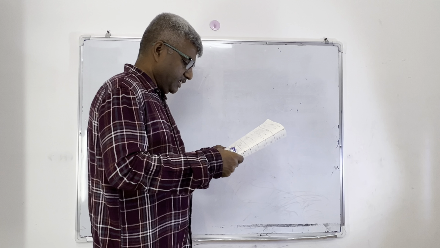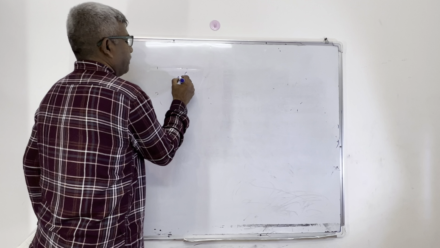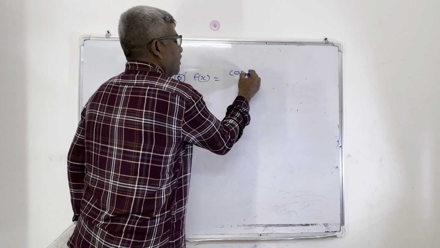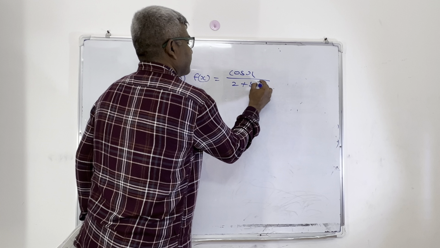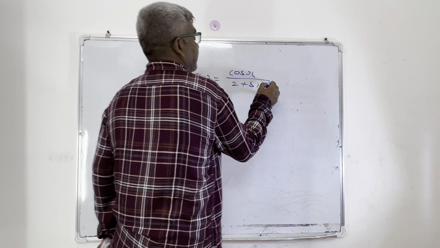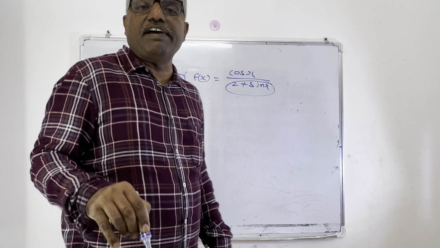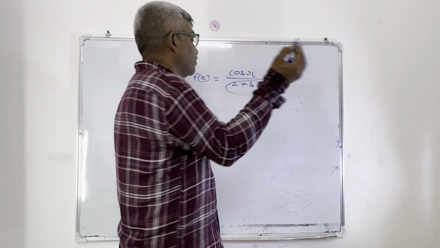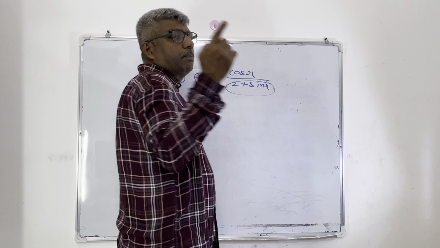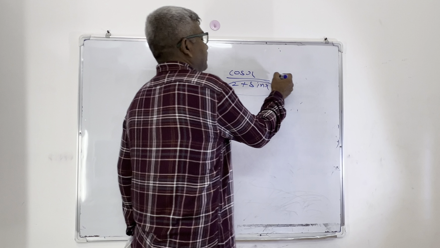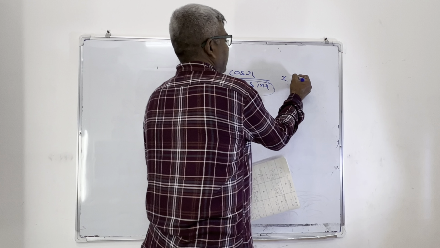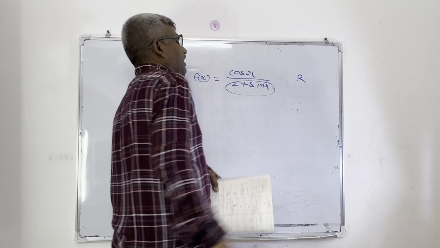Example number 8. F of x is equal to cos x over 2 plus sin x. The denominator 2 plus sin x can never be 0. Why? What is the range of sin x? Minus 1 to 1. Even if it is minus 1, 2 plus minus 1 is 1. So this is valid for all real numbers. Domain is all the real numbers.